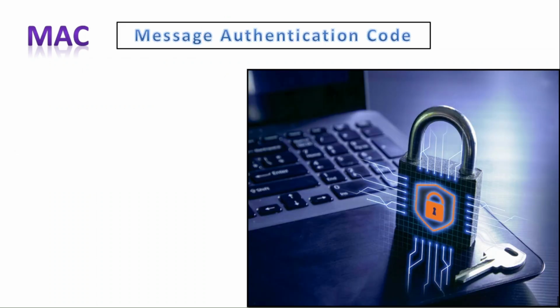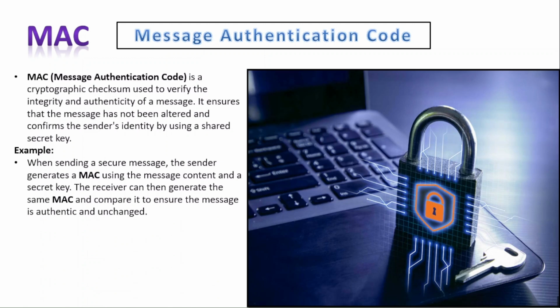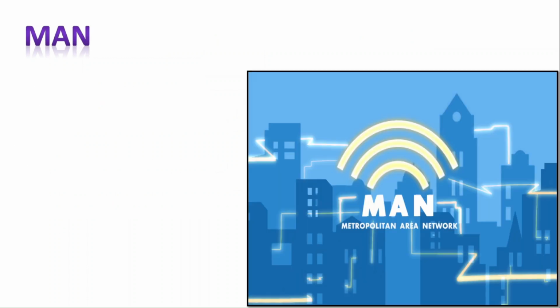Third, MAC is the message authentication code. MAC, or message authentication code, is a cryptographic checksum used to verify the integrity and authenticity of a message. It ensures that the message has not been altered and confirms the sender's identity by using a shared secret key. Example: when sending a secure message, the sender generates a MAC using the message content and a secret key. The receiver can then generate the same MAC and compare it to ensure the message is authentic and unchanged.